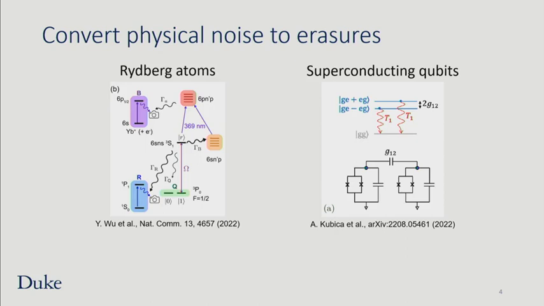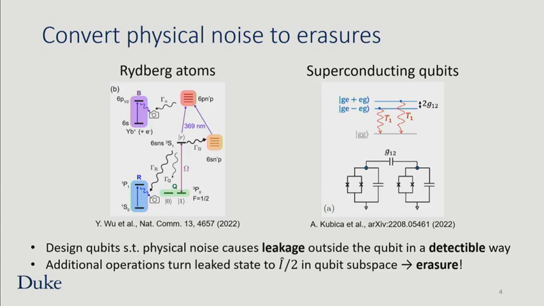So what's the common theme here? It's the following. We just heard that leakage is so bad, but I'm going to propose that we have to design qubits so that physical noise causes leakage. However, you have to do that so that it's detectable whenever it happened. For example, you can see here, something happens, it goes outside the qubit subspace, and the same thing happens here as well. But only if it happens in a detectable way, you can use additional operations to turn this leaked state into, let's say, the maximally mixed state in the qubit subspace, and that completes erasure conversion.